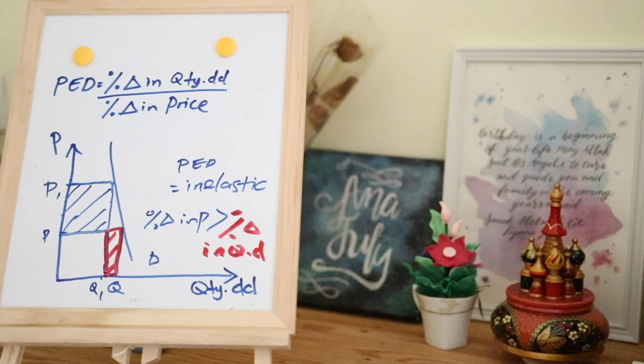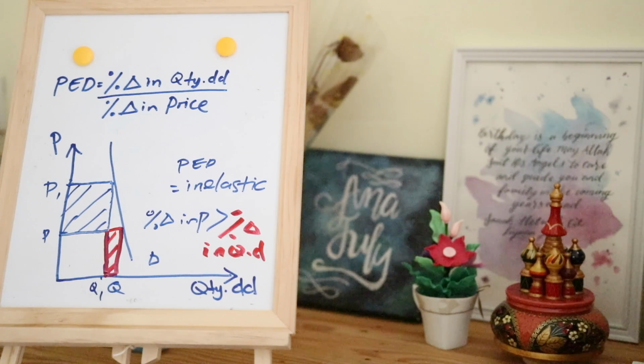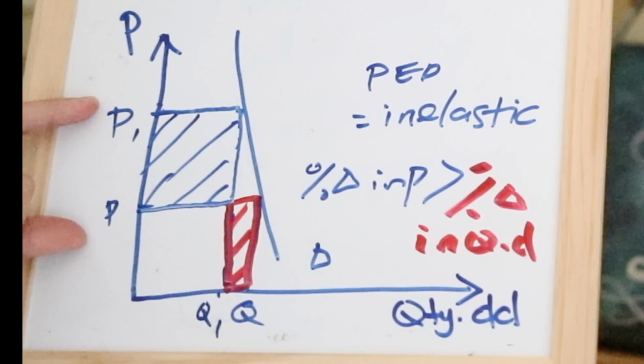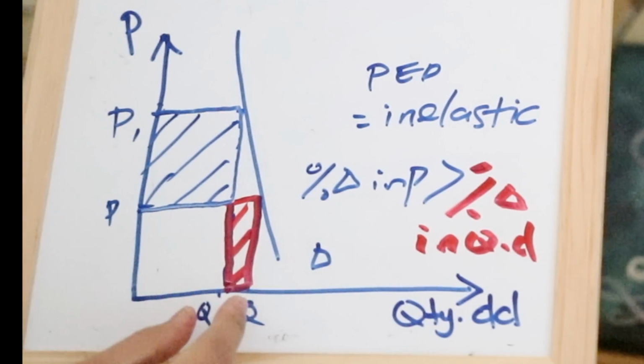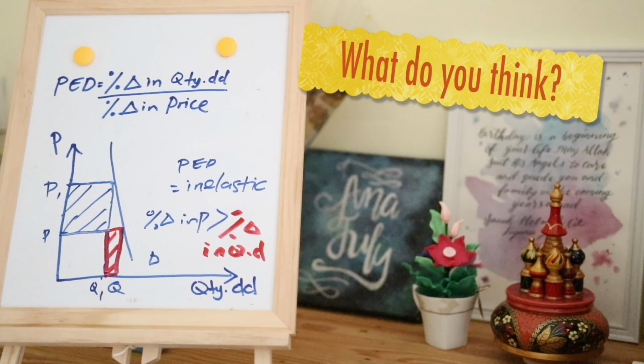this is what we call PED being inelastic, because the very large percentage change in price will only lead to a small percentage decrease in quantity demanded. What do you think the type of products that we'll be having, the nature of product being inelastic?